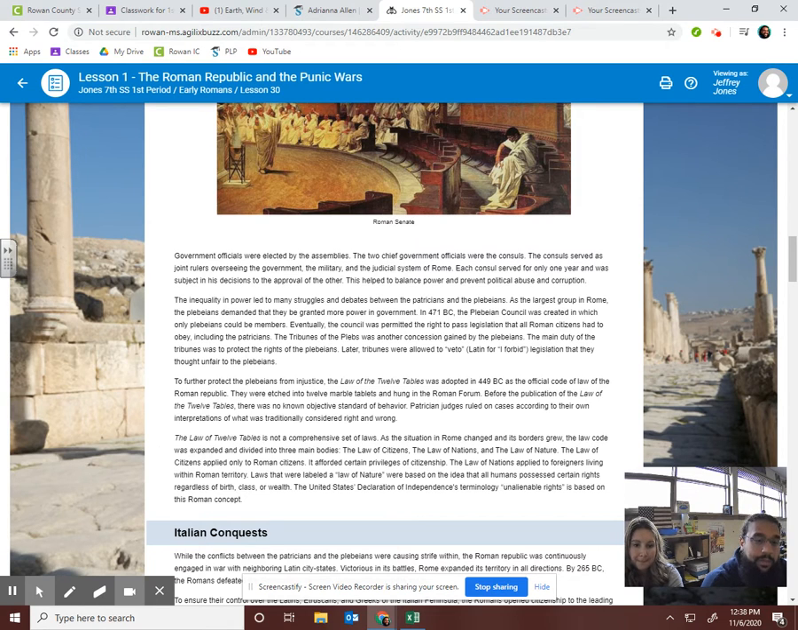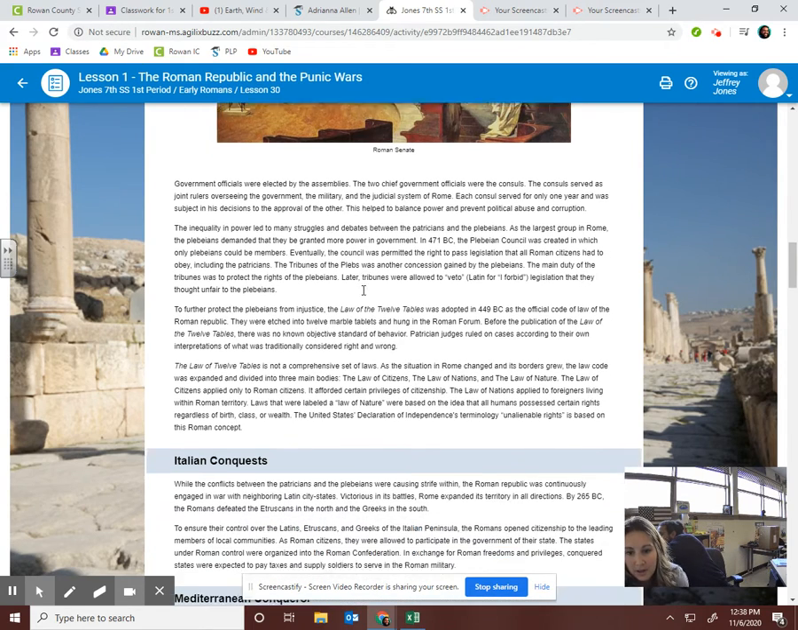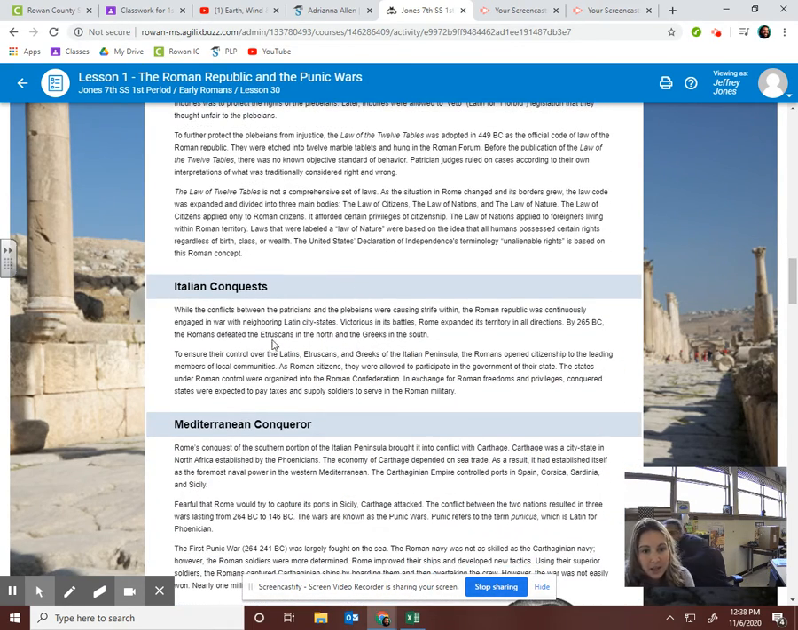Okay? The law of nations applied to foreigners living within Roman territory. Okay? Laws that were labeled a law of nature were based on the idea that all humans possessed certain rights regardless of birth, class, or wealth. The United States Declaration of Independence's terminology, unalienable rights, is based on this same Roman concept. Okay? So guys, like we were saying, we have our Constitution, and it has different things divided into. They had laws for citizens, they had laws for nature, and they had laws of the law of nature.